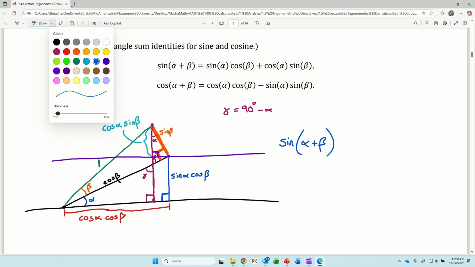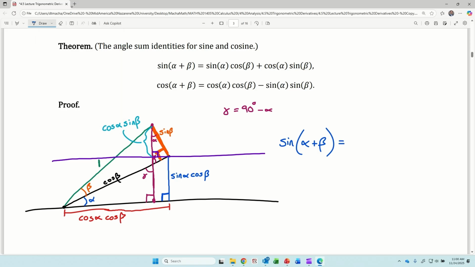Instead, what I have to do to get this vertical line segment, which is going to be the sine of alpha plus beta, is first of all, sine of alpha cosine beta from right here. And it's also going to include this cosine alpha sine beta. And that is my geometric argument and my proof of the angle sum identity for sine.